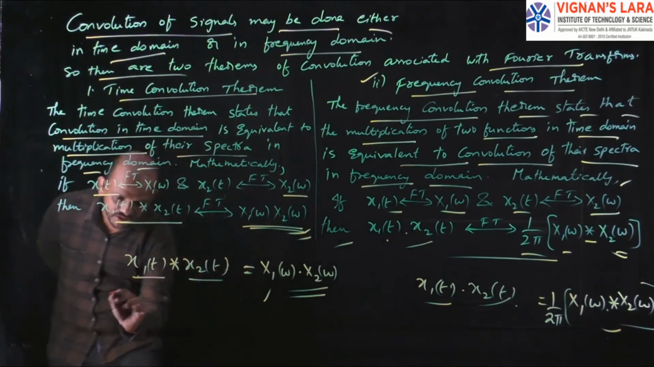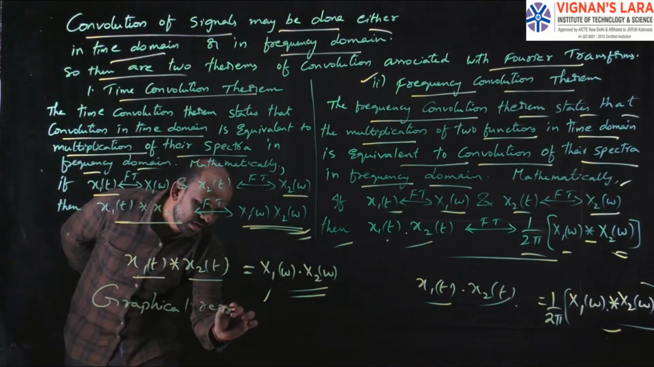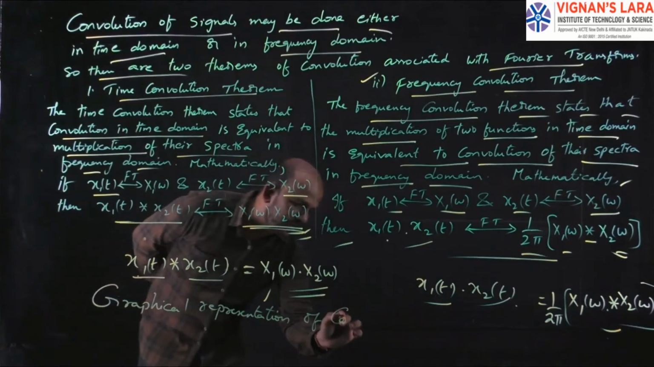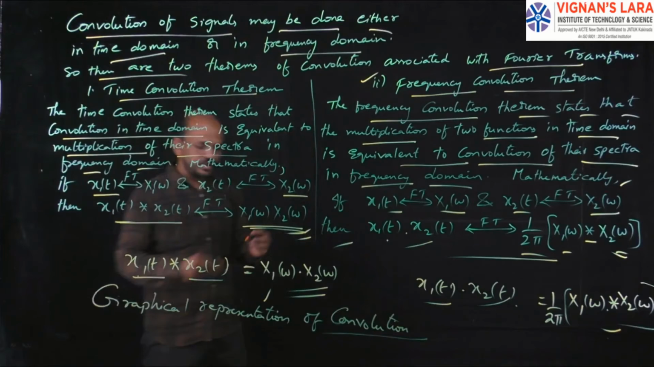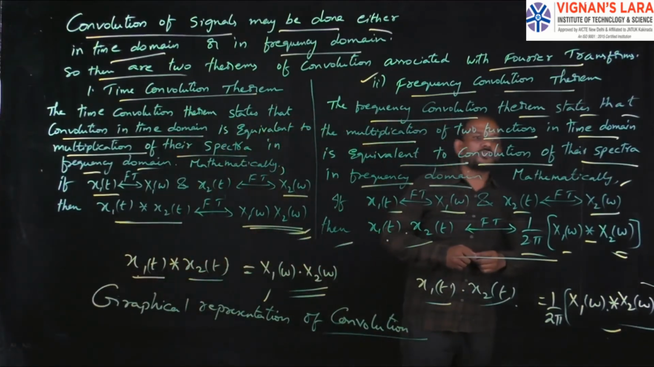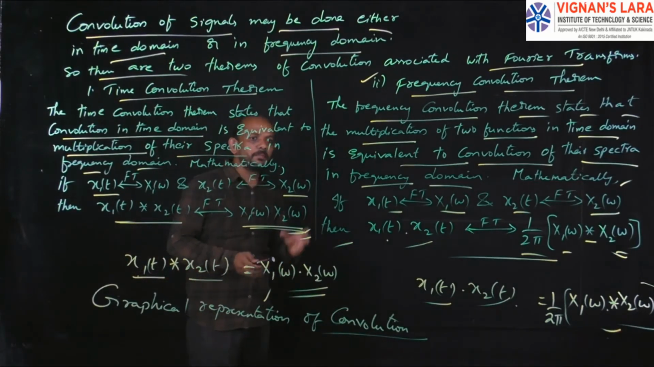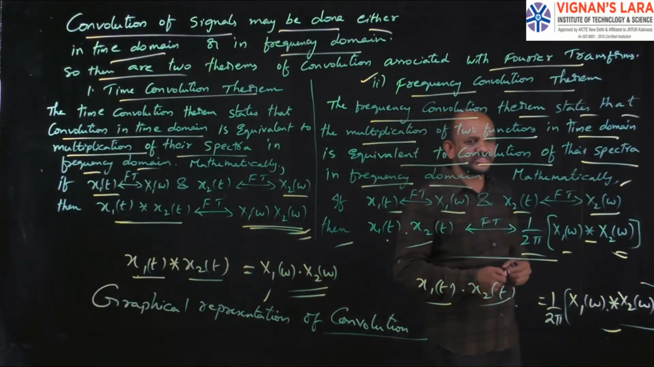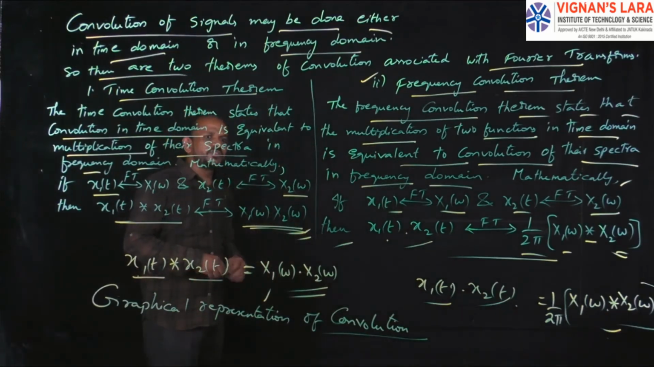The next topic is graphical representation of convolution, or simply the graphical procedure to perform convolution. So we know the equation of this convolution. How to perform this convolution using graphical methods? So using diagrams. So you know the formula. So here, instead of simplifying the formula, you have to simplify using the diagrams.